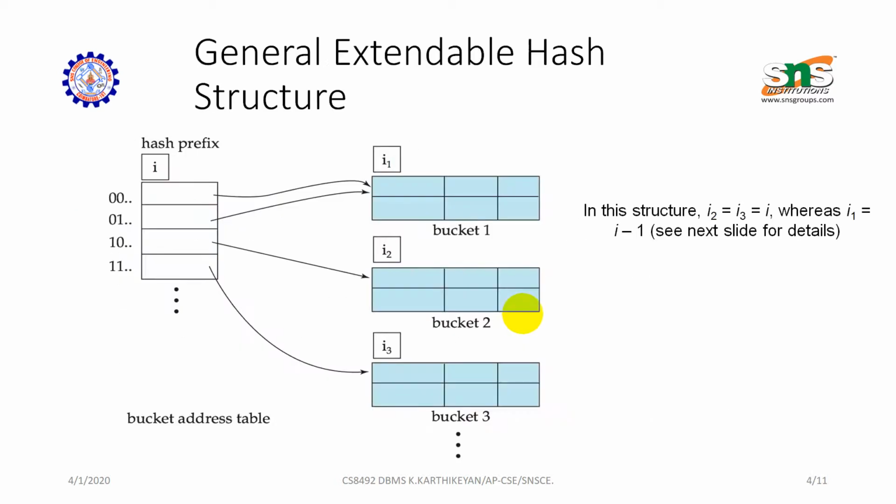Next, the general extendable hash structure. This is the hash prefix i, and these are the bucket prefixes i1, i2, i3, where each is at most i. The next slides give detail: 00, 01, 10, 11. For a search value, I convert it to binary form, take the prefix, and send it to bucket 1, bucket 2, bucket 3, or any of n buckets.